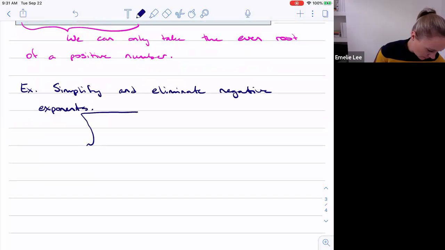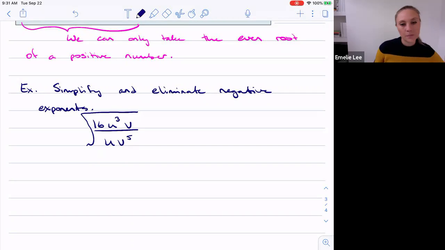It's all under the square root of 16 u to the 3v over u to the v times v to the 5th. So we want to simplify this thing, and again, just kind of surveying the scene. Okay, I can take the square root of 16, that sounds familiar, right? U to the 3 and u and v to the 1 and v to the 5th. Right? I should be able to simplify those quite a bit.